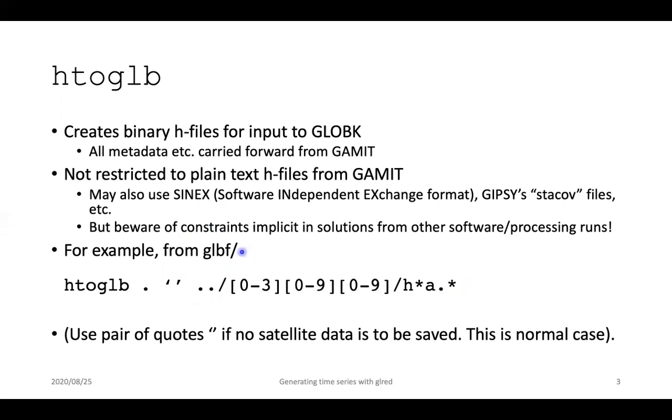So again, if we are running this from GLBF, we would need to go up one directory and then look in the day directories. This would be a directory where there's three characters, the first of which is 0 to 3, second and third of which are 0 to 9. This covers everything from 001 to 365. And then within those directories, anything that begins with an H and then an A dot, this identifies that it was the final iteration creating the H file. Something like this would get all H files, H star, A dot star.